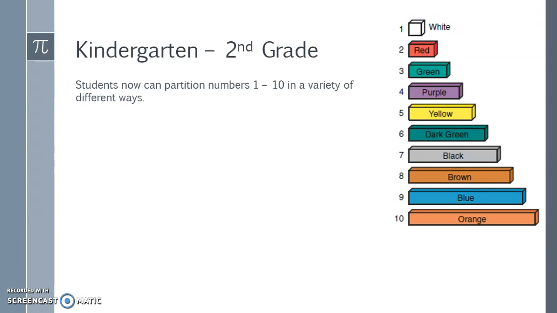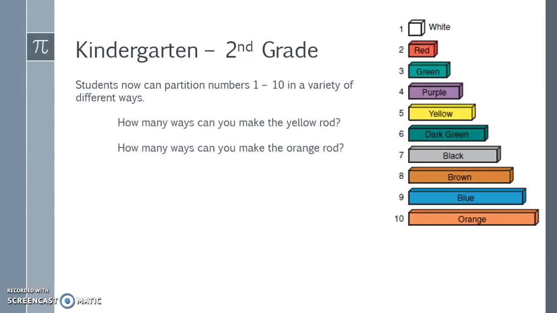Now that was just using 2 rods. If we were able to maybe use 3 or 4 rods, we would be able to partition them in much more ways. How many ways can you make the yellow rod? If I didn't give you an option on how many rods you could use, we could probably make the yellow rod in many different ways.